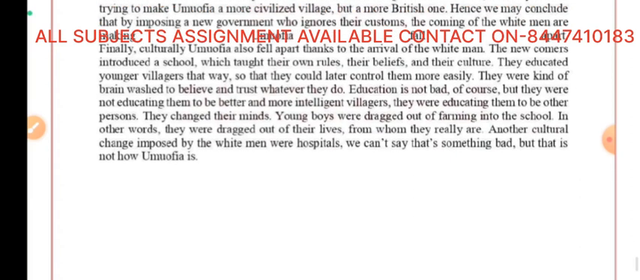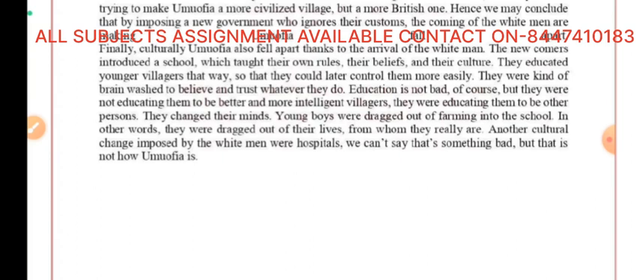Finally, culturally, Umuofia also fell apart thanks to the arrival of the white man. The newcomers introduced a school which taught their own rules, their beliefs, and their culture. They educated younger villagers that way so that they could later control them more easily. They were kind of brainwashed to believe and trust whatever they do. Education is not bad, of course, but they were not educating them to be better and more intelligent villagers. They were educating them to be other persons. They changed their minds. Young boys were dragged out of the farms into the school. In other words, they were dragged out of their lives, from who they really are.